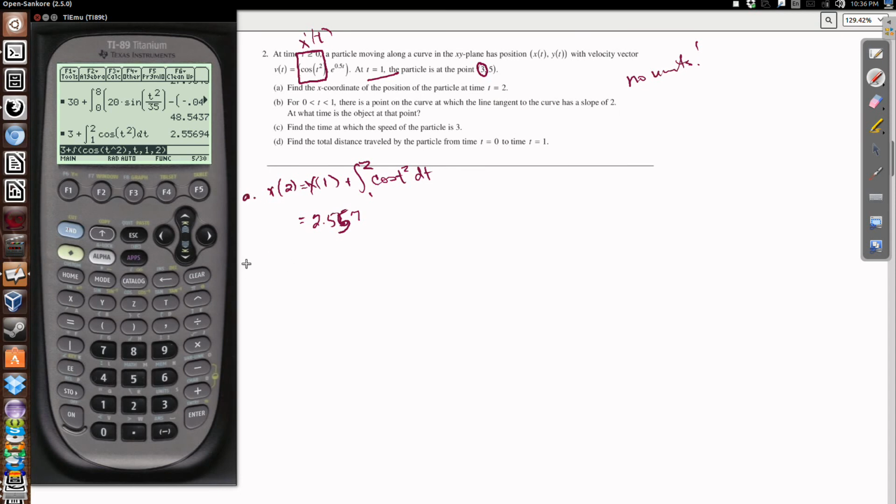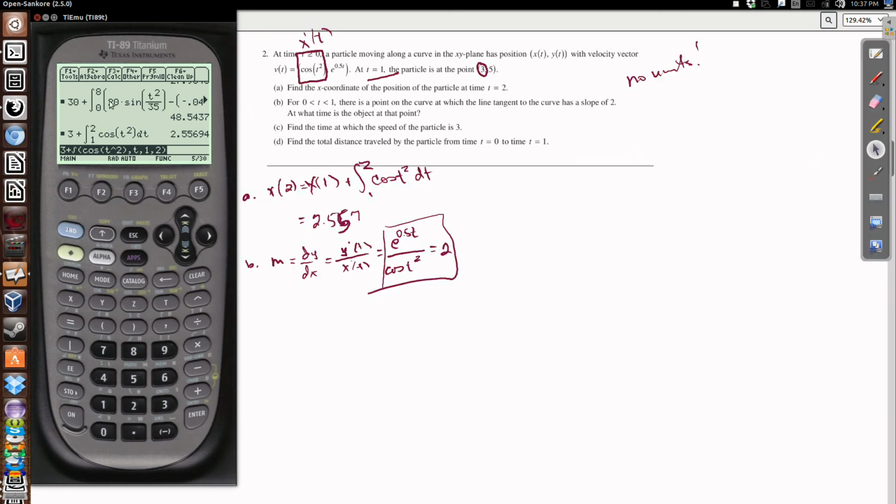So for us, we know that the slope is supposed to be the change in y over the change in x. But because we're parametric, I'm really looking at y prime of t over x prime of t. So I want to know when e to the 0.5t over cosine of t squared is equal to 2. And so I want to look at when this is going to be true.